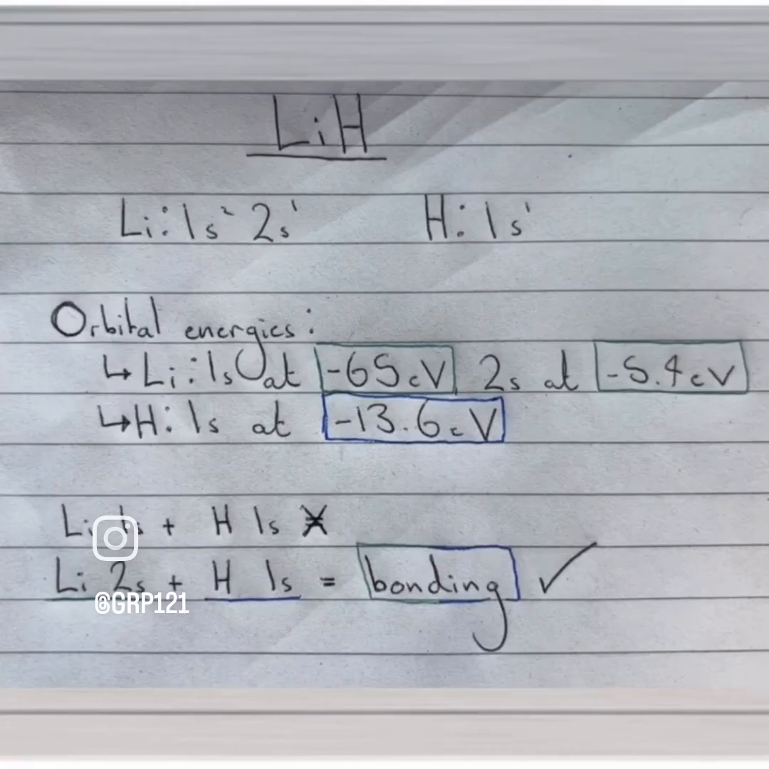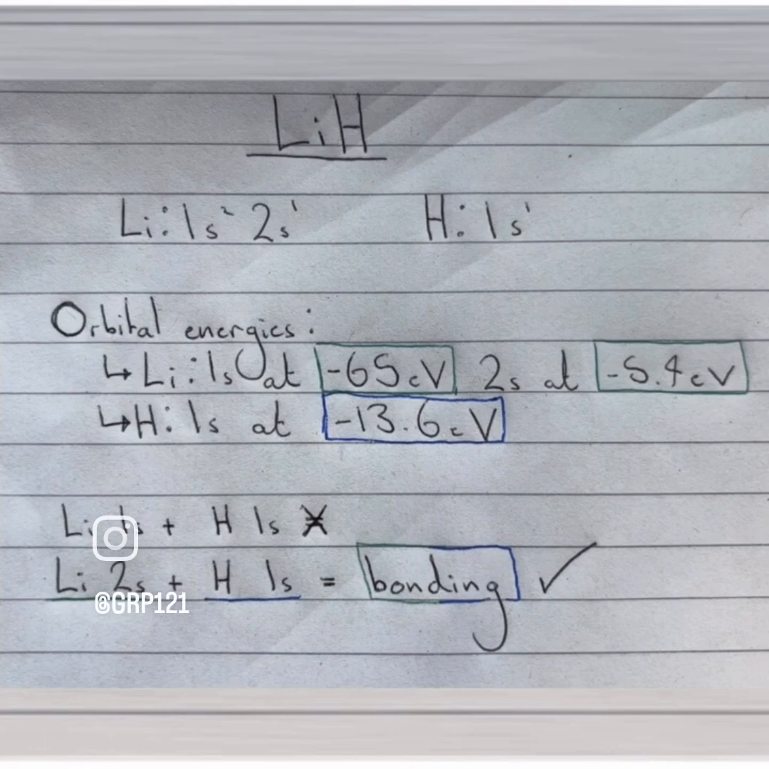Okay, so now let's put this into practice by drawing the MO diagram of LiH and how some of the molecular orbitals might look. So lithium's electronic configuration is 1s2, 2s1, and hydrogen's is just 1s1. And we have to remember that in order for our atomic orbitals to have sufficient overlap, they need to be at similar energies.